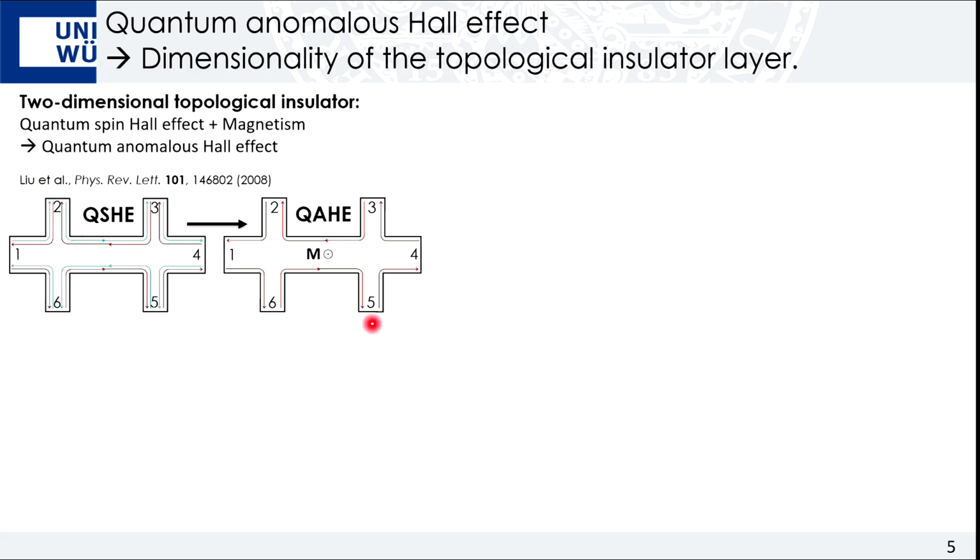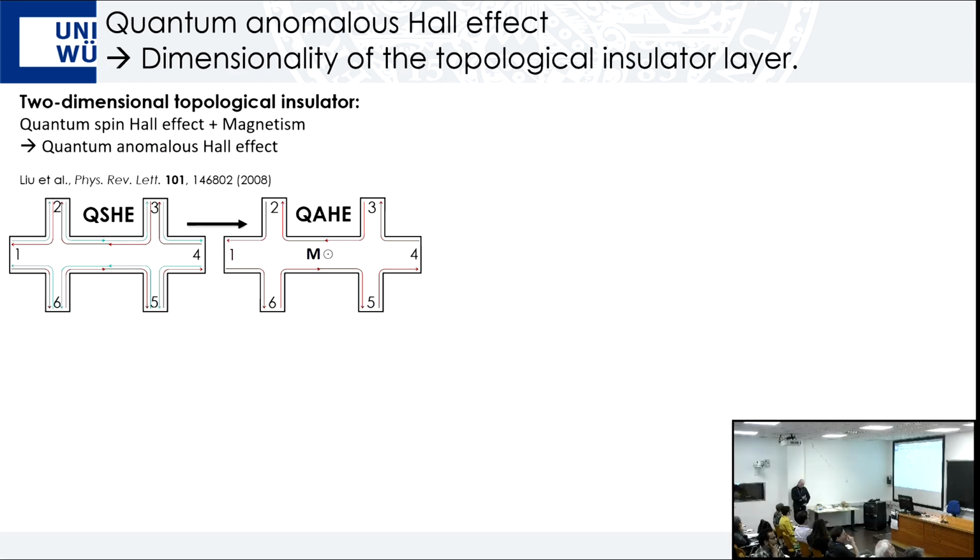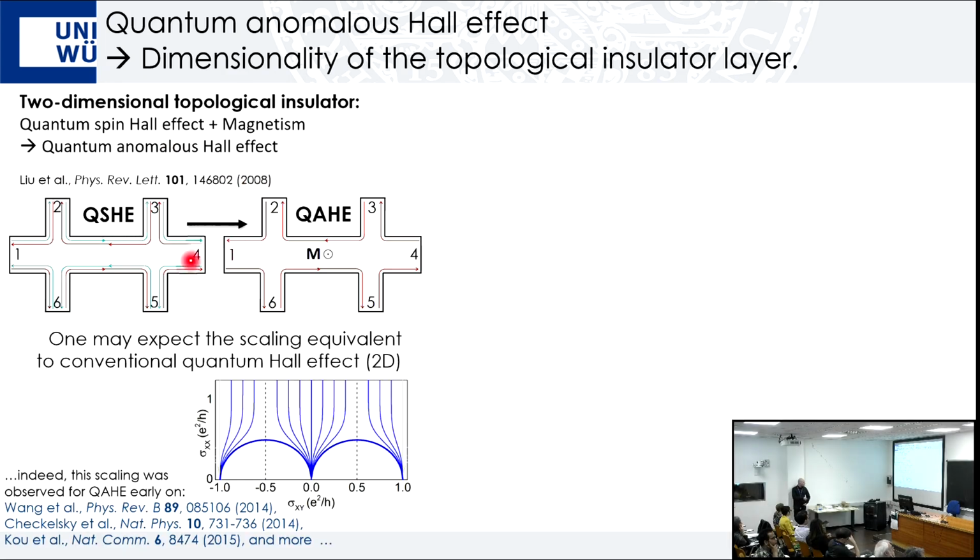Now, that being the case, one could reasonably assume the effect is 2-dimensional, because you start from a 2-dimensional topological insulator. And then if you think about the scaling of conductivity tensor elements, so the so-called flow diagram, you would expect to see the same kind of behavior as you would see for the conventional quantum Hall effect. And indeed, this kind of scaling was observed for the quantum anomalous Hall effect already very early on.